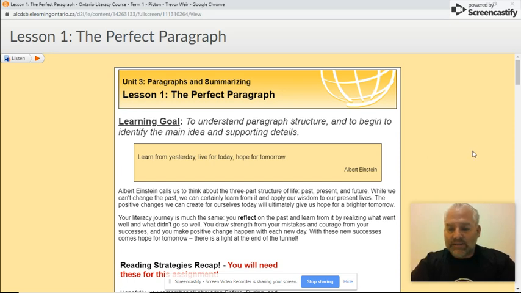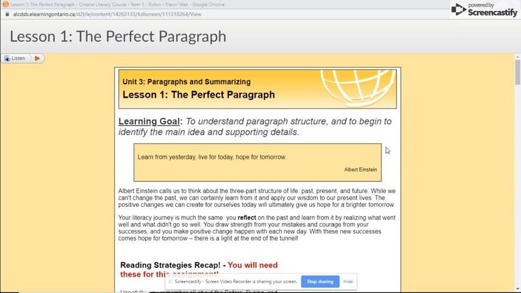Okay, so now on to the lesson. The learning goal today is to understand the structure of a paragraph and to begin to identify the main idea and supporting details of a paragraph.